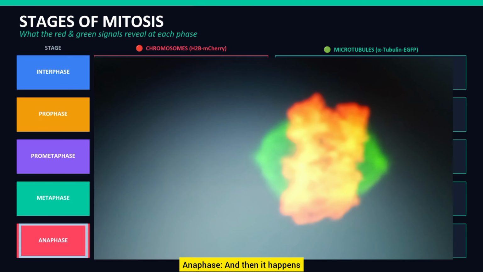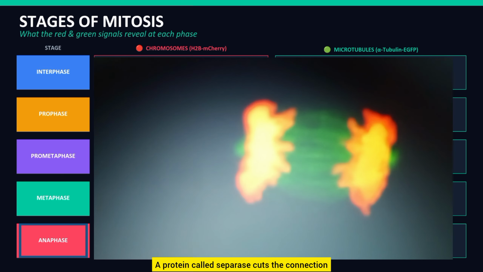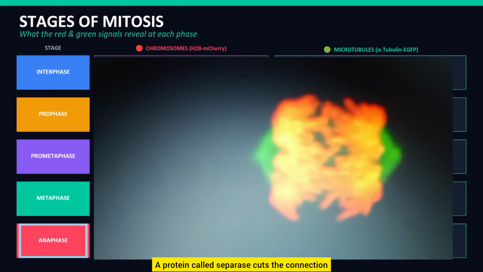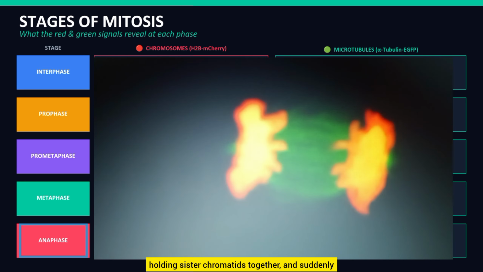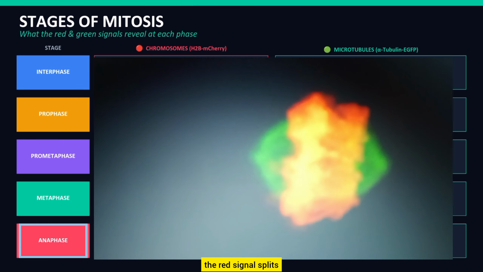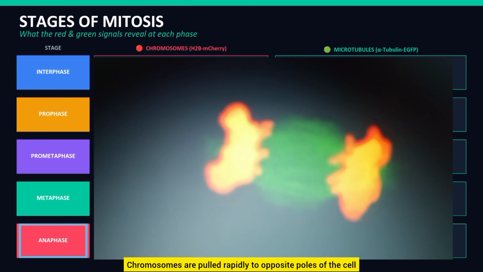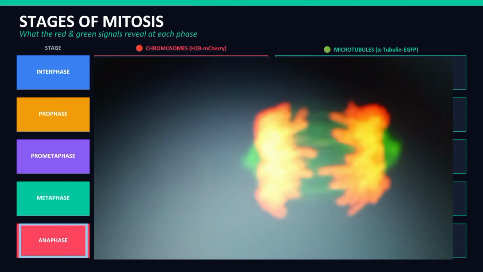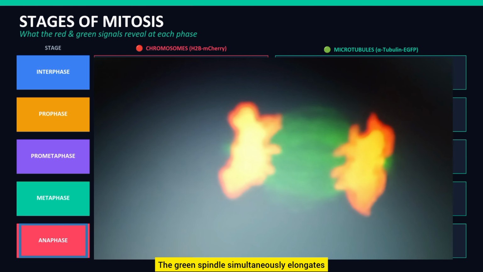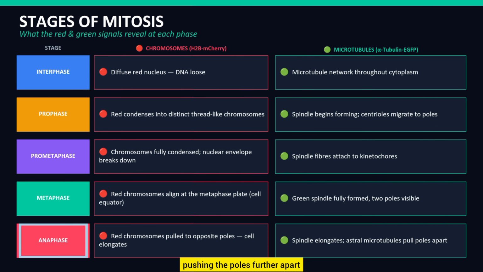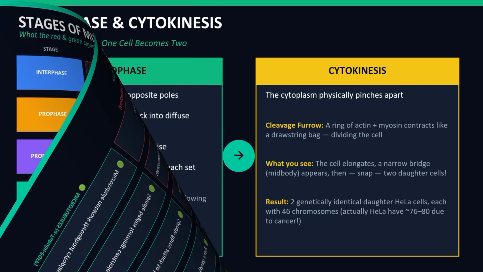Anaphase, and then it happens. A protein called separase cuts the connection holding sister chromatids together, and suddenly, the red signal splits. Chromosomes are pulled, rapidly, to opposite poles of the cell. The green spindle simultaneously elongates, pushing the poles further apart. This is the moment of no return.